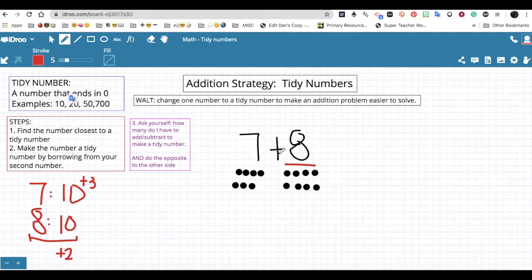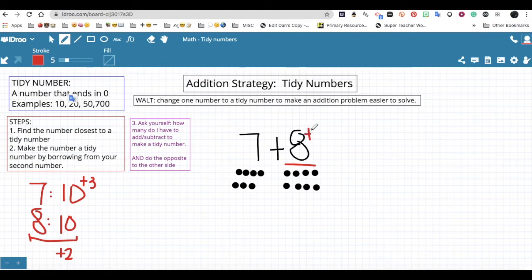Okay, so to do that, you need to ask yourself, step 3, how many do I have to add or subtract to make a tidy number? I want you to quickly pause the video and read that yourself because it helps you to remember it if you say it out loud. So pause the video, say number 3. So, how many do I have to add or subtract to make a tidy number? I've got 8 and I know that I need to make it 10. How much do I have to add or subtract?